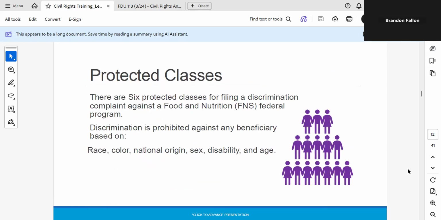Protected classes. There are 6 protected classes for filing a discrimination complaint against a food and nutrition federal program. Discrimination is prohibited against any beneficiary based on race, color, national origin, sex, disability, or age.